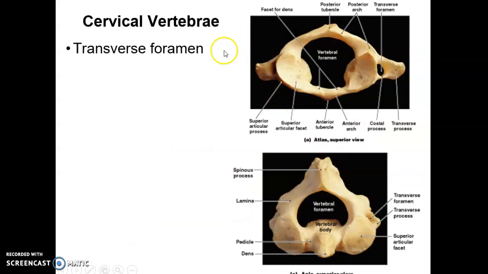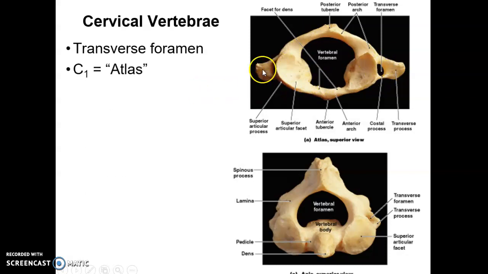Okay, let's look at some characteristics of the cervical vertebrae, the vertebrae in the neck. They have transverse foramen, or foramina plural. That means they have an opening in the transverse process, and only the cervical vertebrae have that. So they have 3 holes in a way: the vertebral foramen and the 2 transverse foramina.